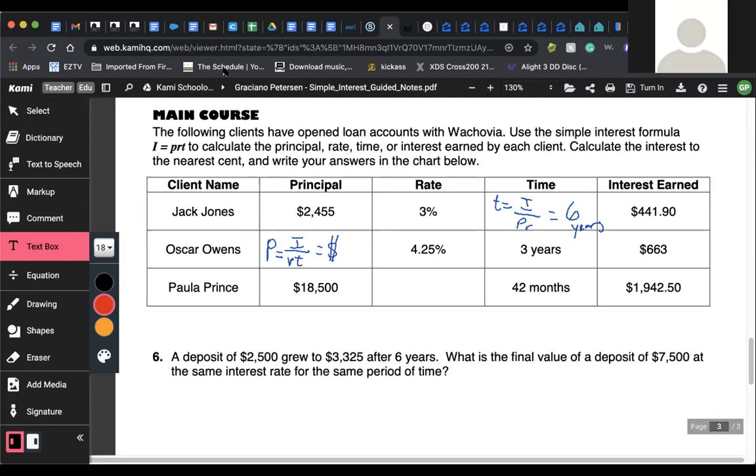I did something wrong. How much money did Oscar start with?